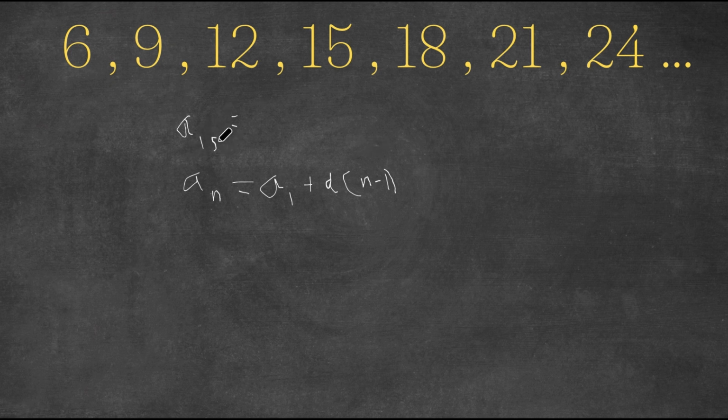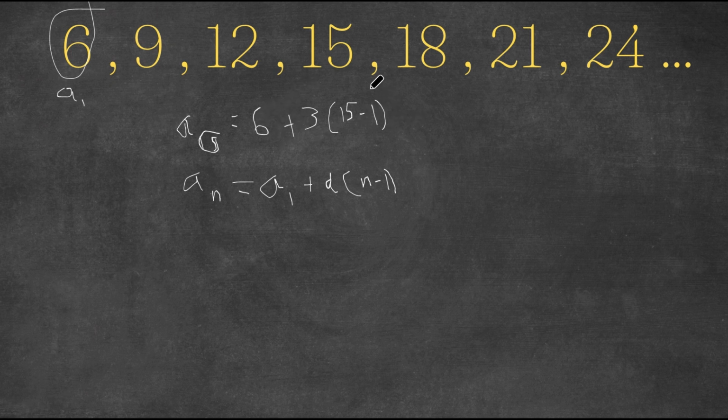So if we want to find the 15th term of the sequence, well, let's plug this into our formula. a sub 15 equals, well, a sub 1, that's 6, right? 6 is our first term. So a sub 1 is 6 plus d. d is our common difference, and remember, d is what we add to get to the next term, and as we already stated, that is 3. So plus 3 times n minus 1. Well, n is the term we want to find. n is going to be 15 because we want to find the 15th term. So 3 times 15 minus 1.